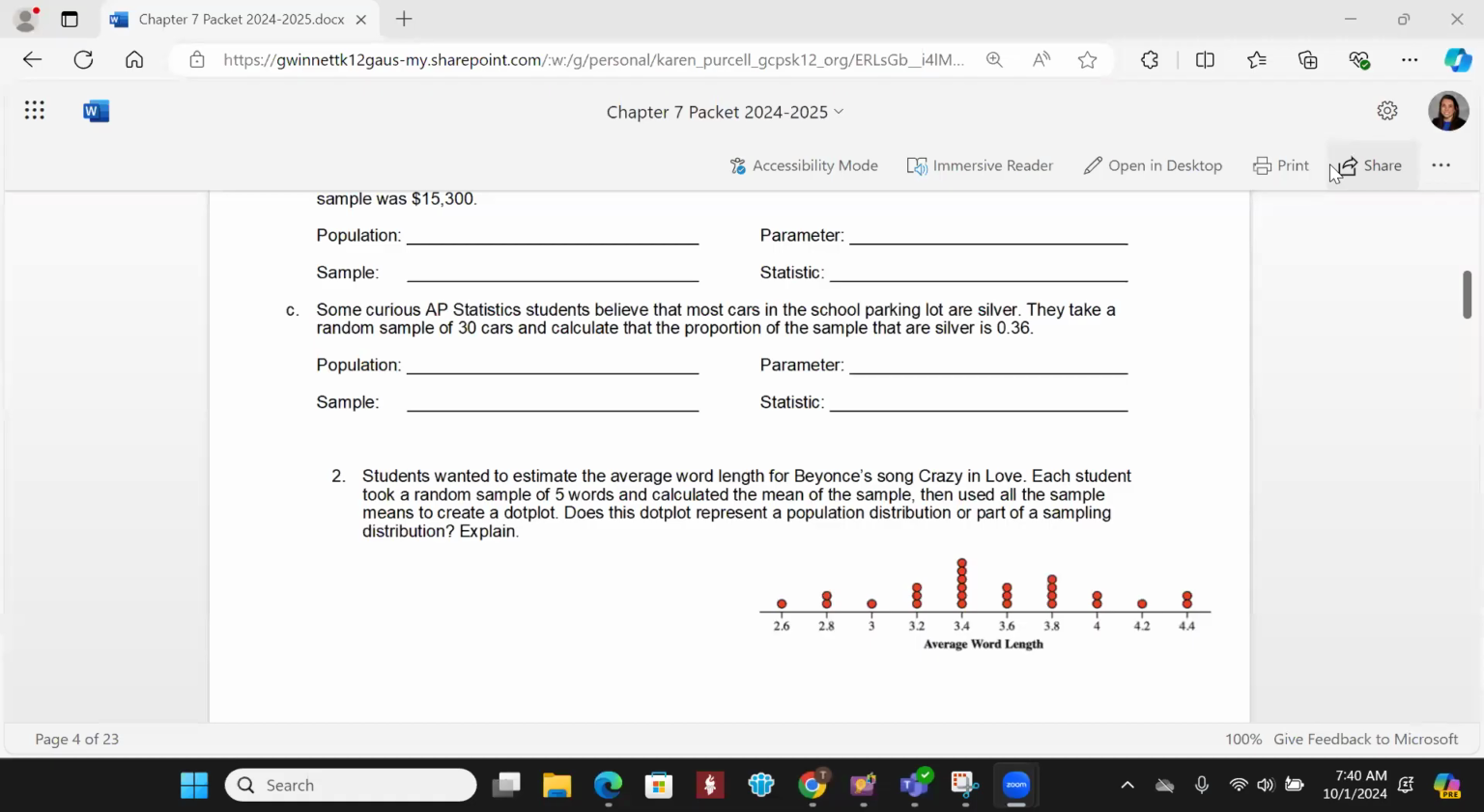Right. So some curious AP stat students believe that most cars in the school parking lot are silver. Is that a true statement? No. Really? Overall, it's like no cars. Yeah, I thought it was white. I'm not sure. No, okay. Interesting.